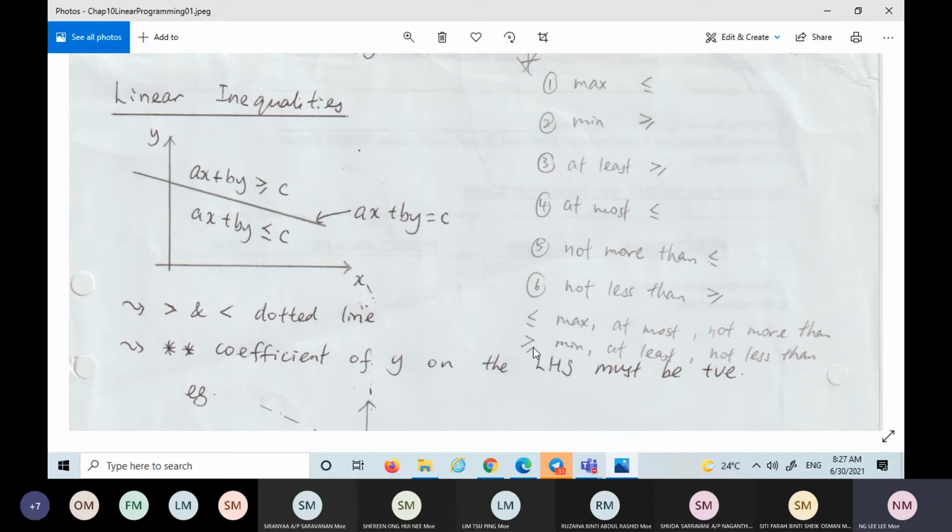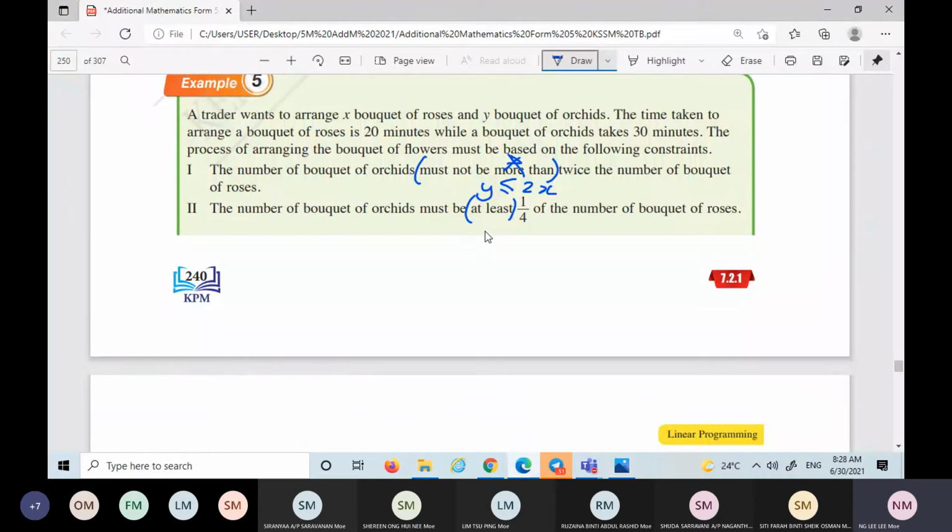Okay, so at least is this symbol, bigger than or equal to. So just now what I wanted you to add was must not be more than. Not more than is here already. So this is the symbol, and at least is greater than or equal to.